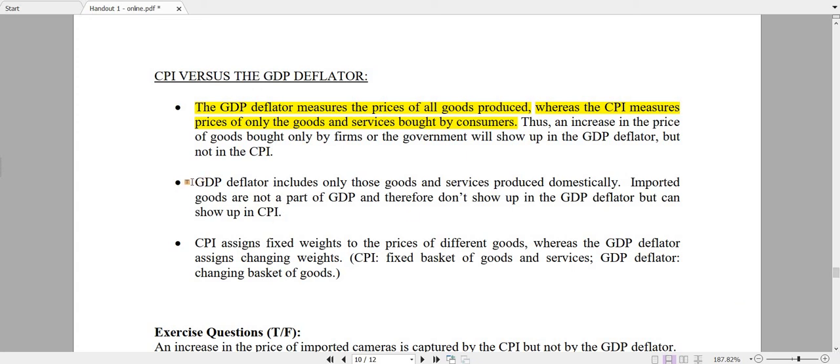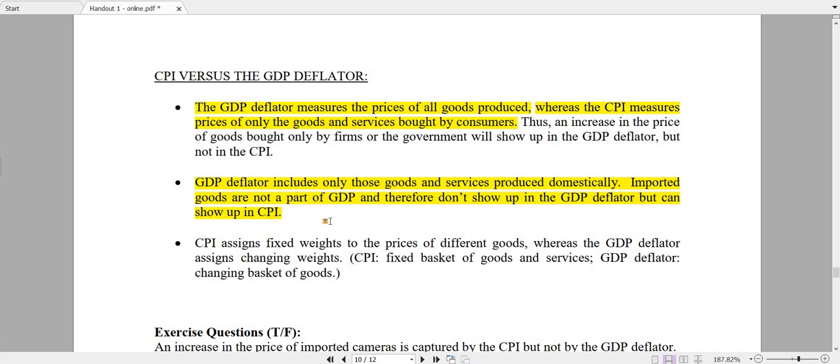Now, the second difference is that the GDP deflator includes only those goods and services which are produced domestically. Imported goods are not part of GDP and therefore they don't show up in the GDP deflator, but they can show up in the CPI index. So this point can also be easily explained. Again, if you look at the formula for the GDP deflator, it's nominal GDP divided by real GDP, and I already explained to you that GDP only contains the market value of goods and services which are produced domestically. So if the prices of imported commodities increase, it will never show up in the GDP deflator.